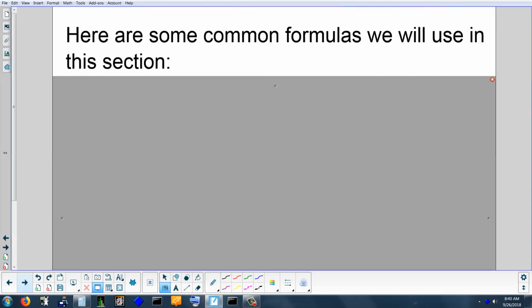Okay, so here's some common formulas you guys are going to fill in on the back of your reference sheet, in those 3 boxes. So you should see 3 boxes at the top.